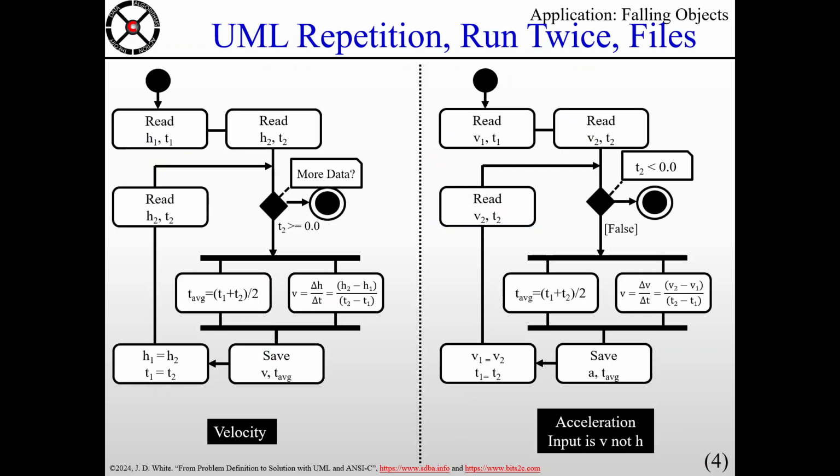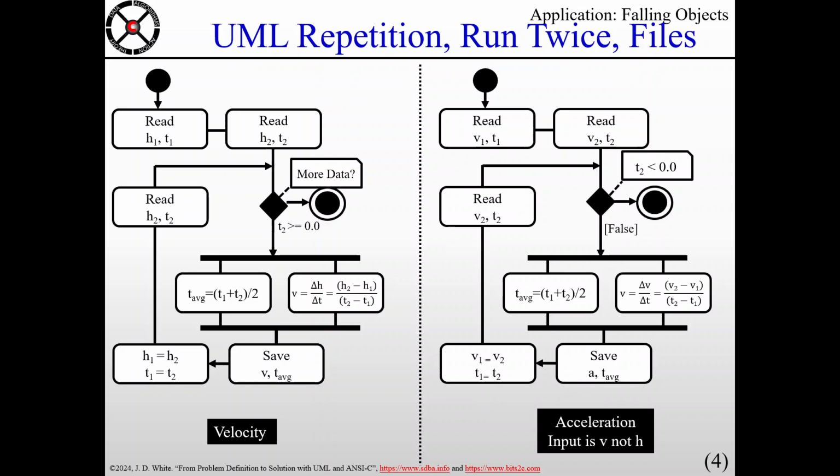Okay? So, this is our current UML, right? How our current program works. Basically, I run it the first time. I read H1, read H2. And if I entered a T2 less than 0, I know it's time to end the program. Otherwise, I start outputting the average time and the velocity and save those, go around and do the whole thing in a loop.